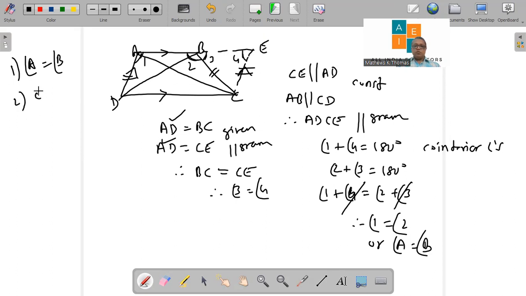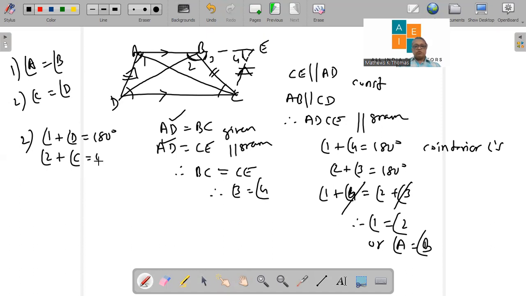Second part, we have to prove that angle C equal to angle D. We have to prove that this angle and this angle C and D are equal. C and D equal has to be proved by using co-interior angles. Now, angle 1 plus D is 180 because AB and CD are parallel. So, co-interior angles add up to 180. Whenever you have two parallel lines, the co-interior angles add up to 180. 1 plus D is 180.